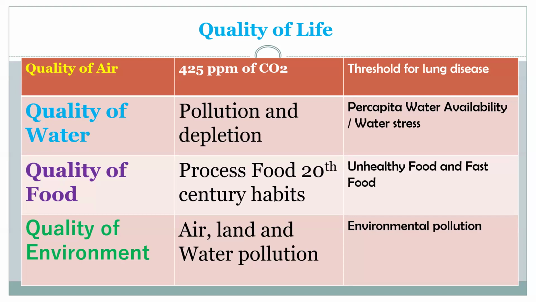Quality of food, of course, depends on fast food, unhealthy food, and processed food, habits that started in the 20th century. Quality of environment means air, land and water pollution. In total, it's called environmental pollution. So these are the 4 important factors affecting quality of life.